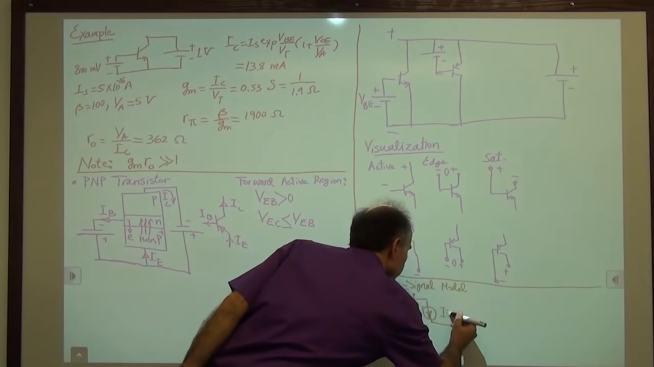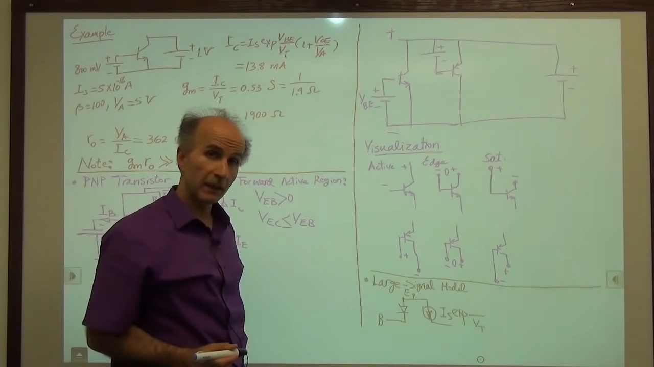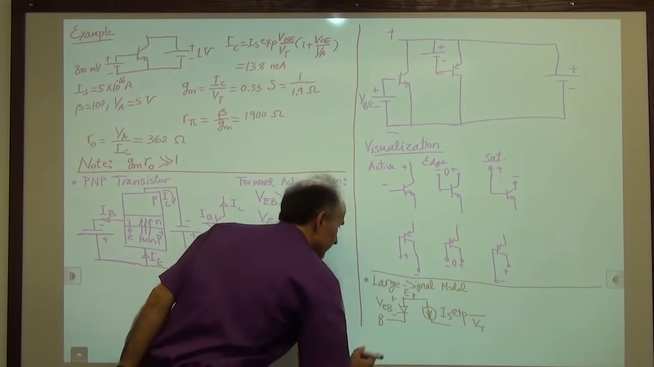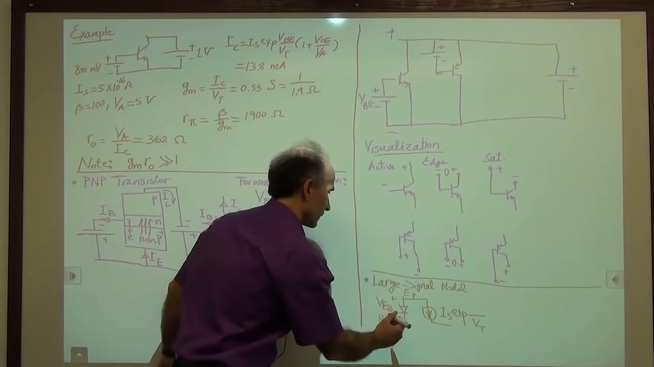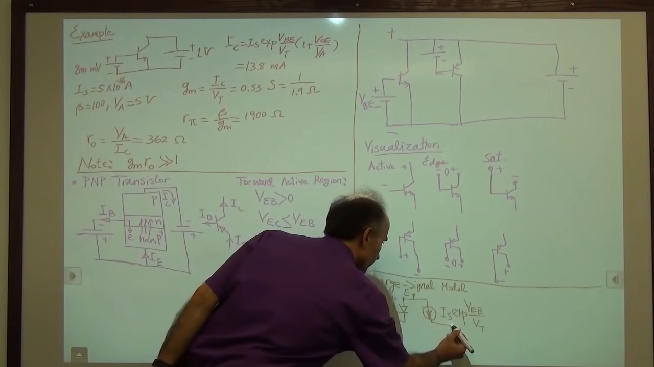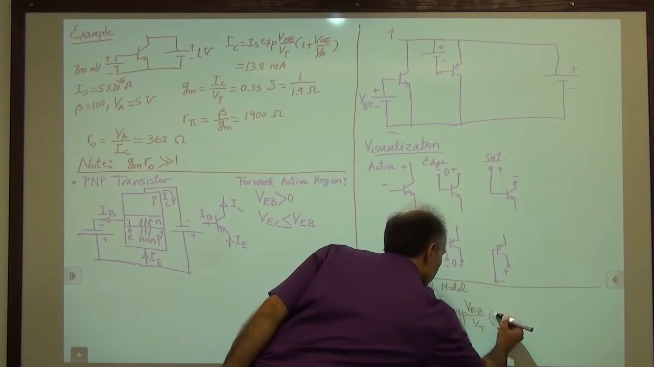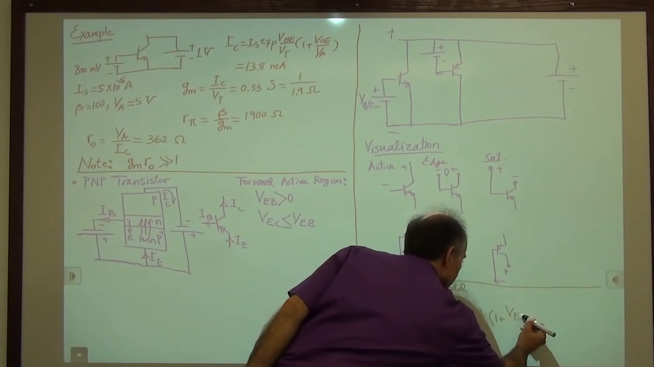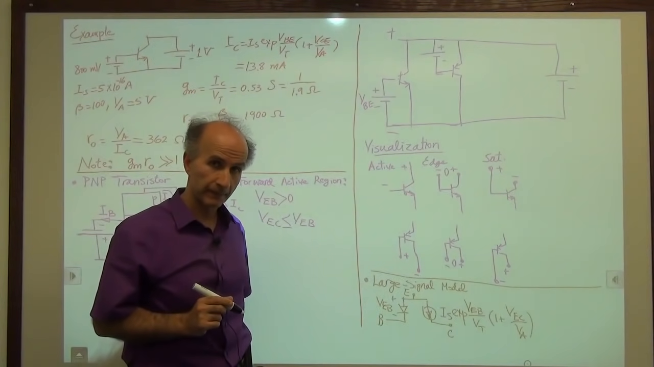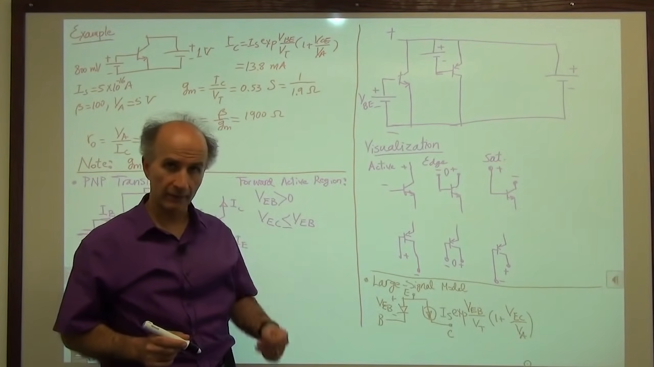And this would be IS exp of something over VT. What is that something? Is it VBE or VEB? Well, we know that this voltage here is VEB. It is VEB that's positive, right? And that's what has to go in here. So VEB. And this would be the collector terminal. If you want to include the early effect, we simply multiply this by 1 plus V, again EC over VA, assuming that VA itself is a positive number. So it's VEC, because again E is more positive than C. So that would be VEC, and VA is a positive number.